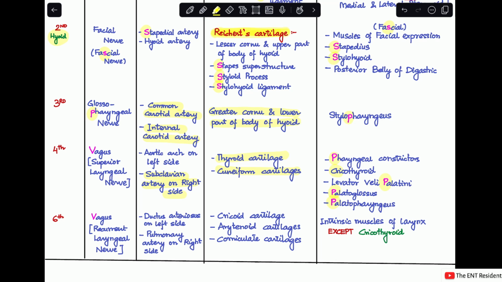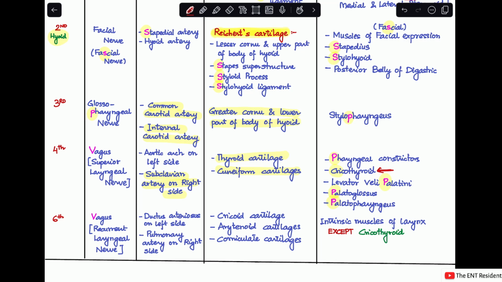You can see the muscles have a lot of P in them. You can remember that muscles of the pharynx are formed by the fourth arch, and one muscle of the larynx, which is the cricothyroid muscle. All the other muscles of the larynx are formed by the sixth arch.